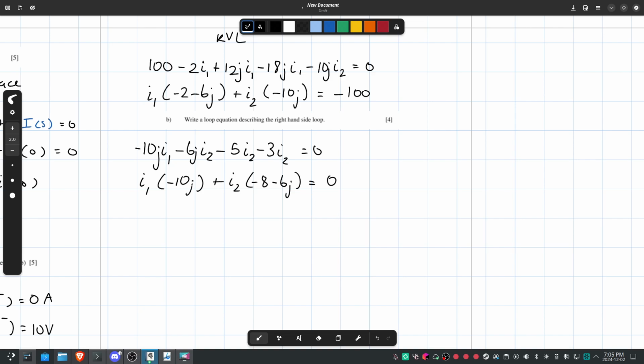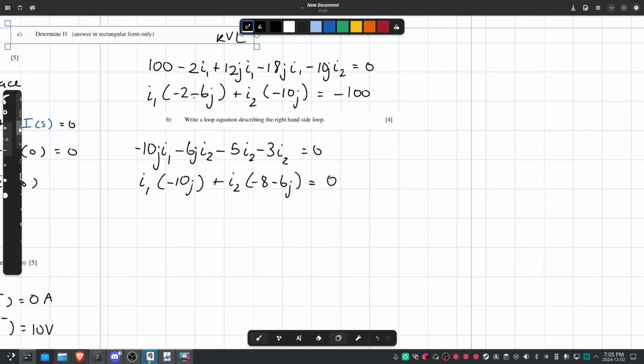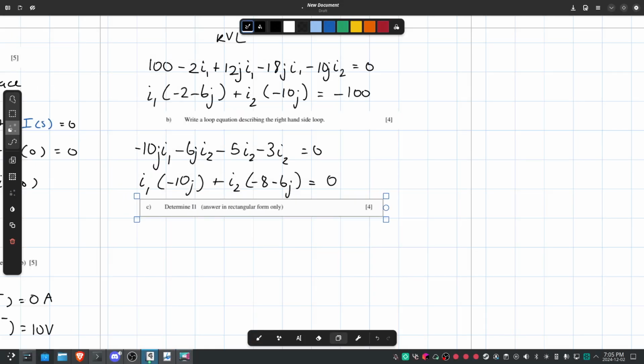Anyway, we now have both of these equations. And now we have to do everyone's favorite task, called Cramer's rule.